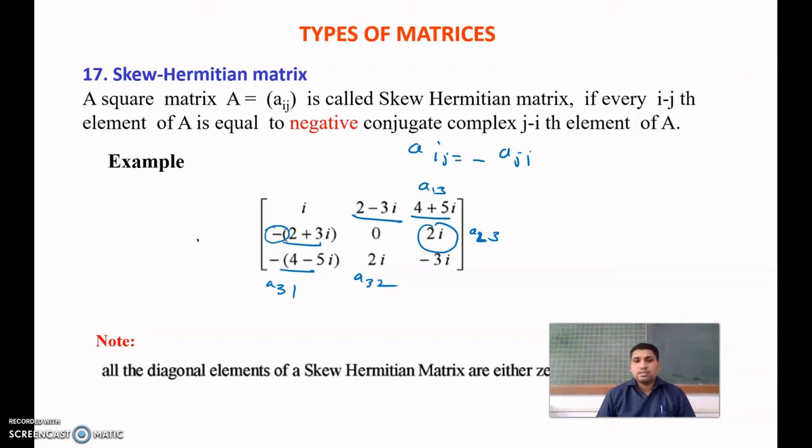There is another condition for this skew Hermitian matrix, which is also important. That condition can be asked in an MCQ exam. The diagonal elements, you can see here, are 0 or imaginary numbers. This is also a very important condition in a skew Hermitian matrix. The diagonal elements should be either 0 or pure imaginary. So these are the conditions for this skew Hermitian matrix.